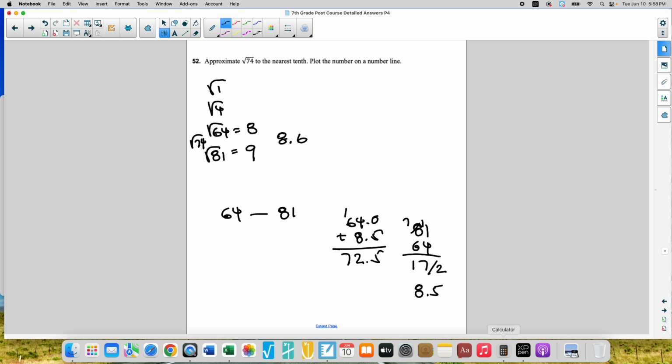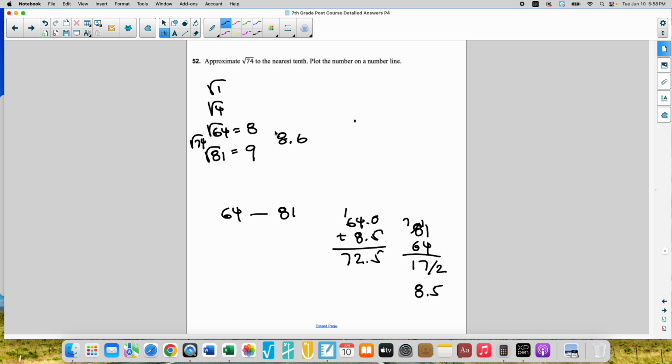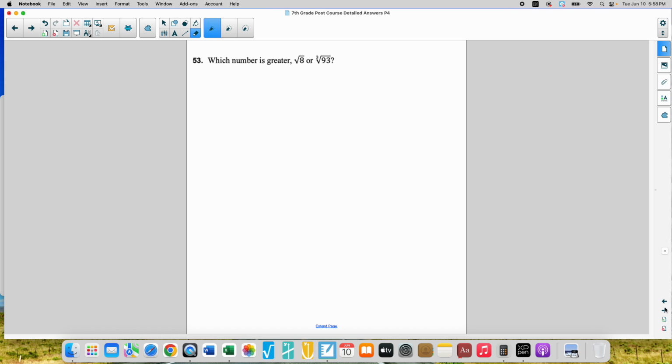So we can check that out and do square root of 74. And what do we get? Oh my goodness, look at that, 8.6. Not bad for some good math here. Okay? So hopefully you saw the logic behind that.